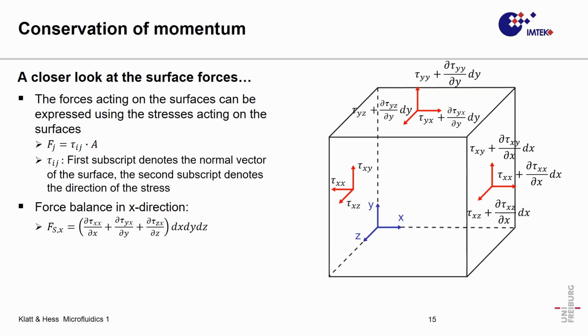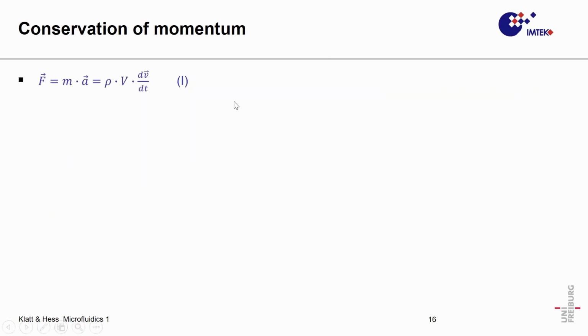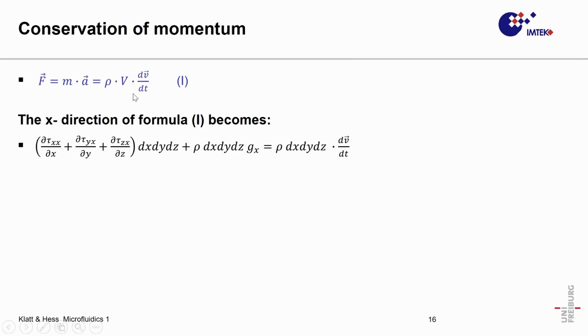So let's summarize what we did so far. We started with Newton's second law, and we then decided to only look at the x direction of the formula and to divide the force into two components. The first component is the surface forces, and the second one is the volume forces. And on the right-hand side, we have nothing else but the density times the volume times the derivative of the velocity with respect to time.